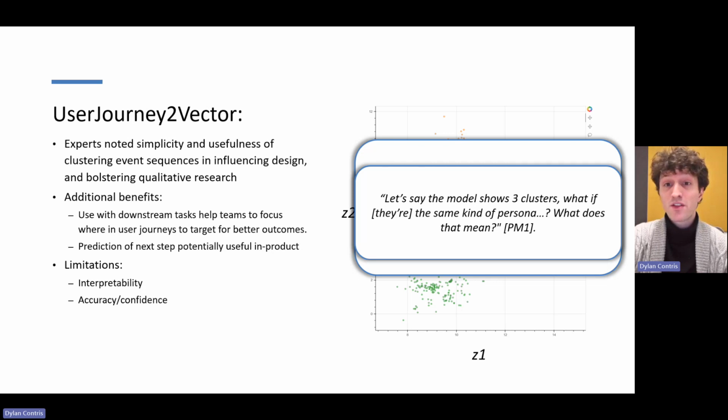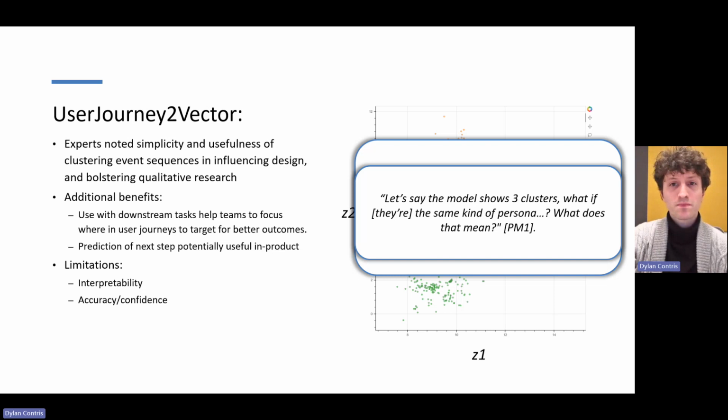Experts also noticed that splitting key metrics by user journey cluster over time is useful to help us focalize where the issues are, and that prediction of user journeys would aid in understanding edge cases or surprising versus common behaviors. Interpretability as well as accuracy and confidence concerns were discussed as potential limitations of the approach.